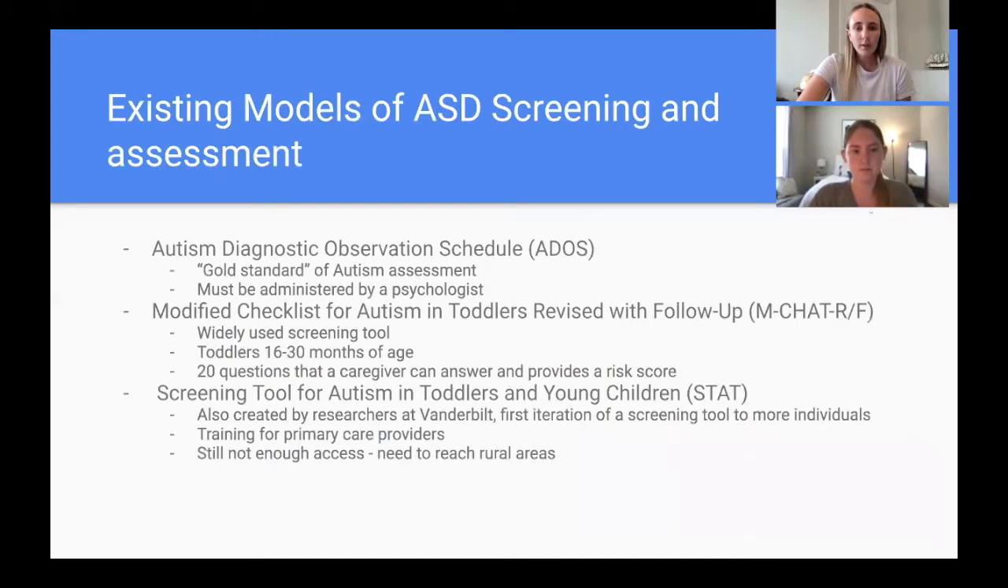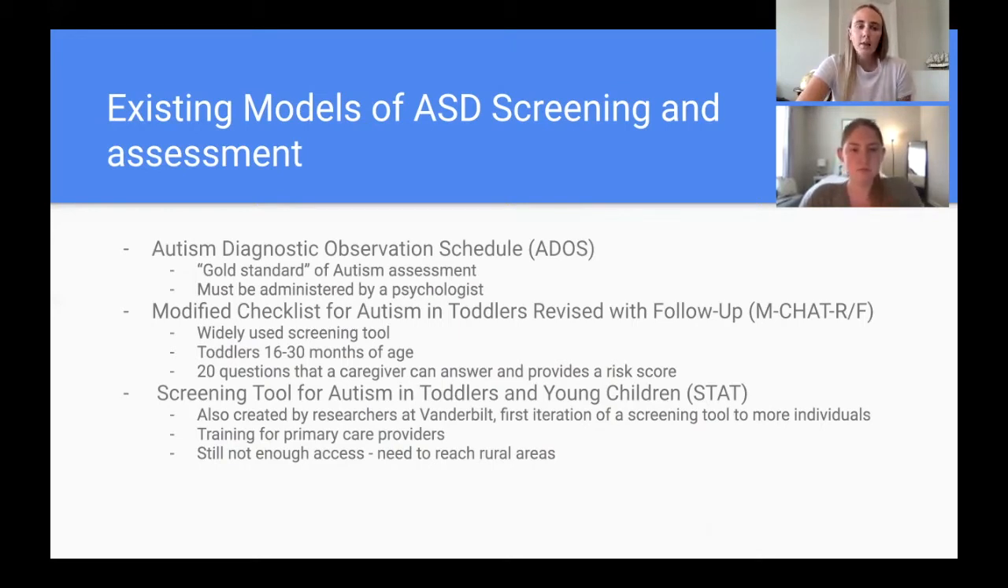So the existing models that I mentioned earlier, such as the Autism Diagnostic Observation Schedule, or the ADOS, we've learned about this earlier in the semester, and it has historically been seen as the gold standard of autism assessment, but it must be administered by a psychologist.